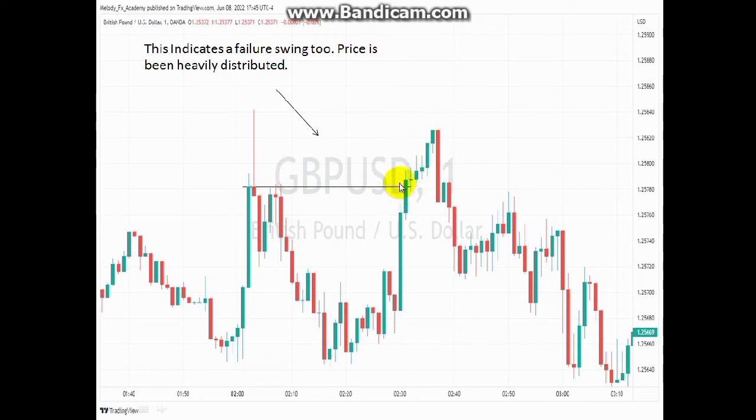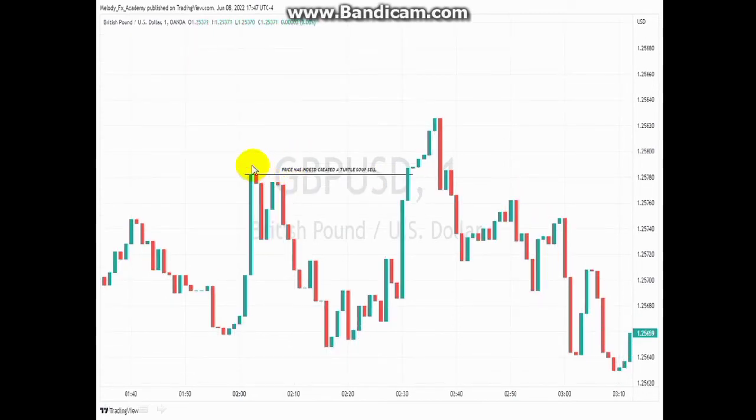So how do you determine that? How do you get more understanding of this? To make it easier for you, all you have to do is turn off the wicks of the candles. And as you can see, with the candle wicks turned off, price indeed created a turtle soup. Price went above this old high right here, taking out the buy side liquidity resting above here. So price tapped into it and sold off.